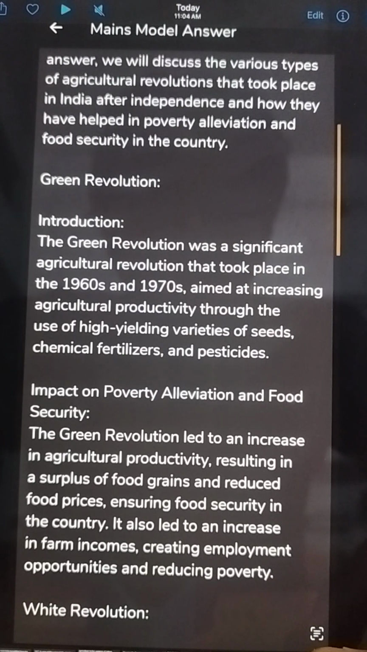Second is impact on poverty alleviation and food security. The Green Revolution led to an increase in agricultural productivity, resulting in a surplus of food grains and reduced food prices, ensuring food security in the country. It also led to an increase in farm incomes, creating employment opportunities and reducing poverty.